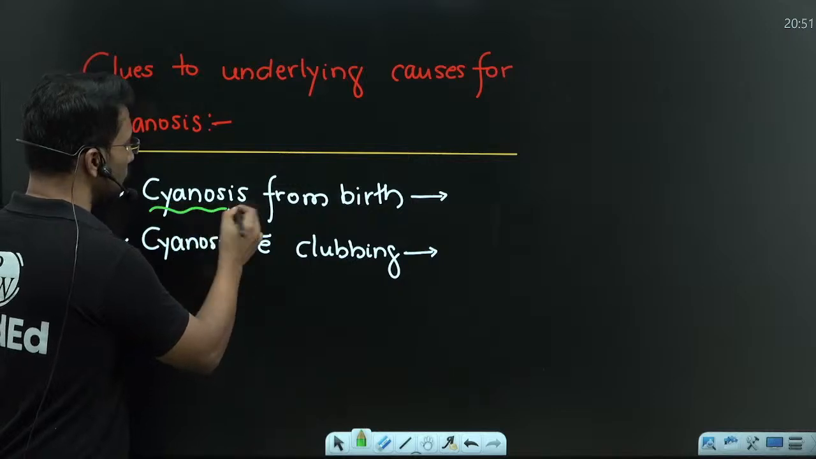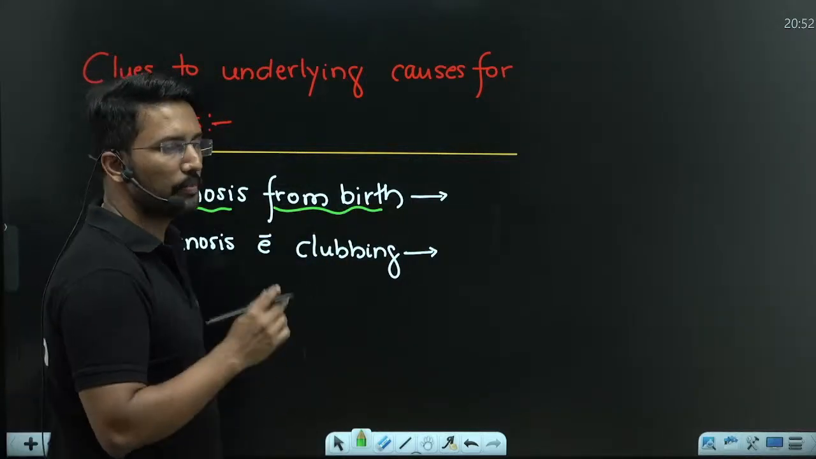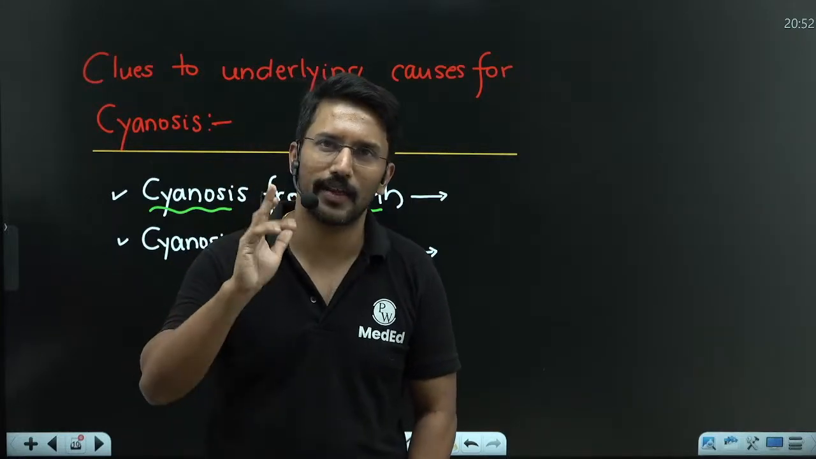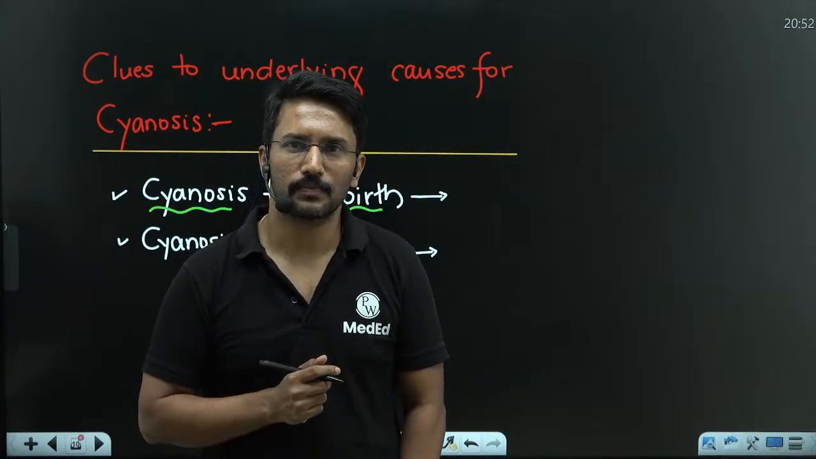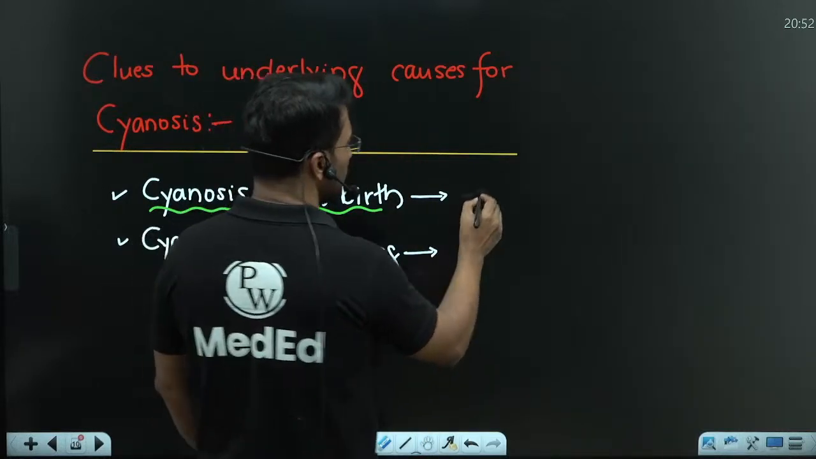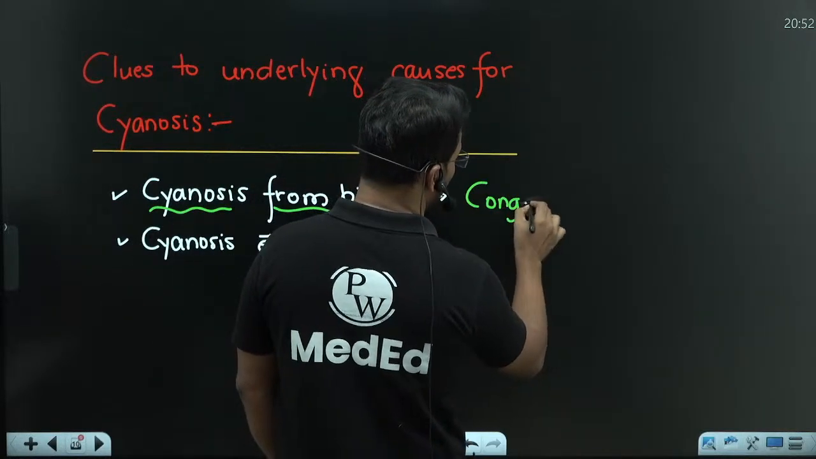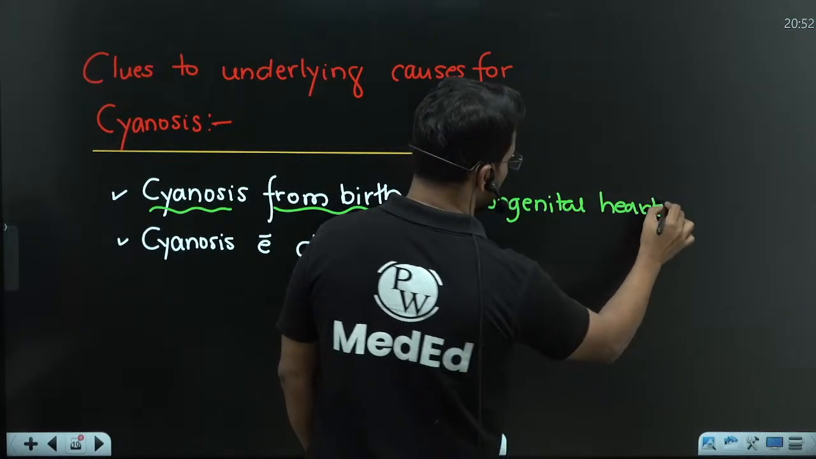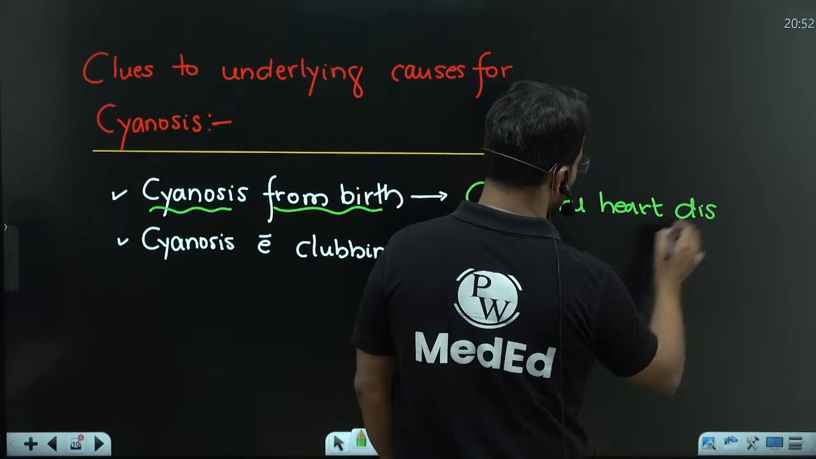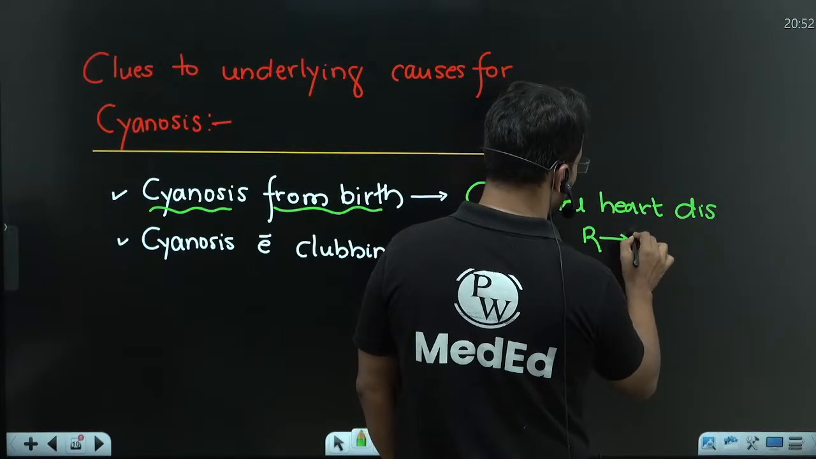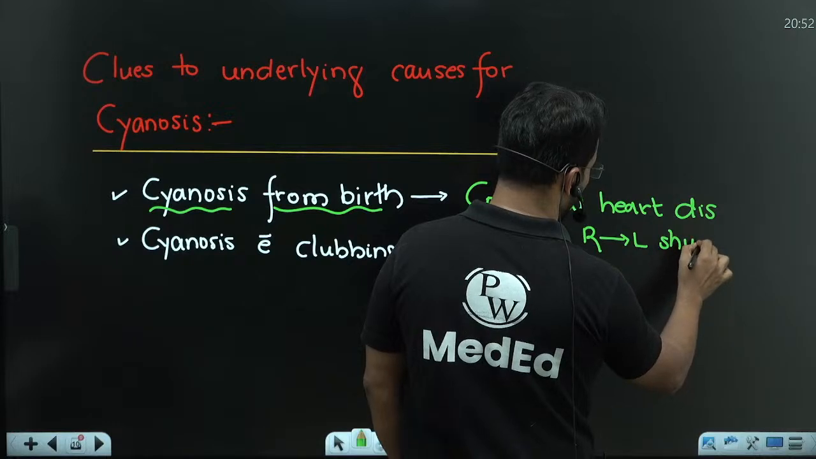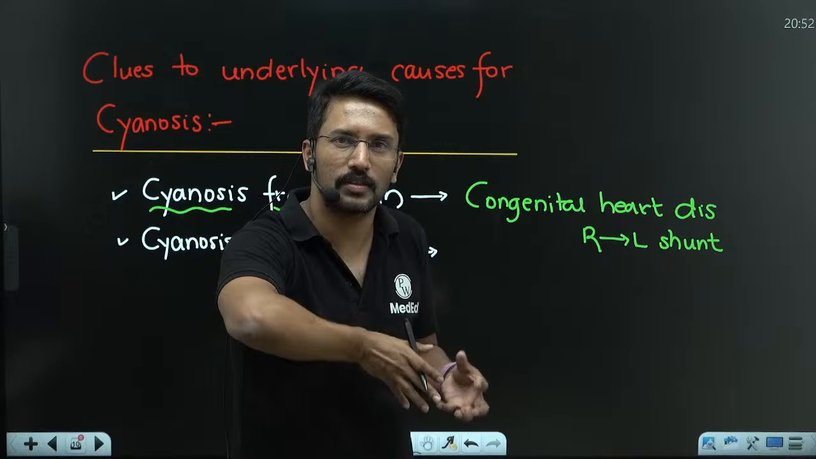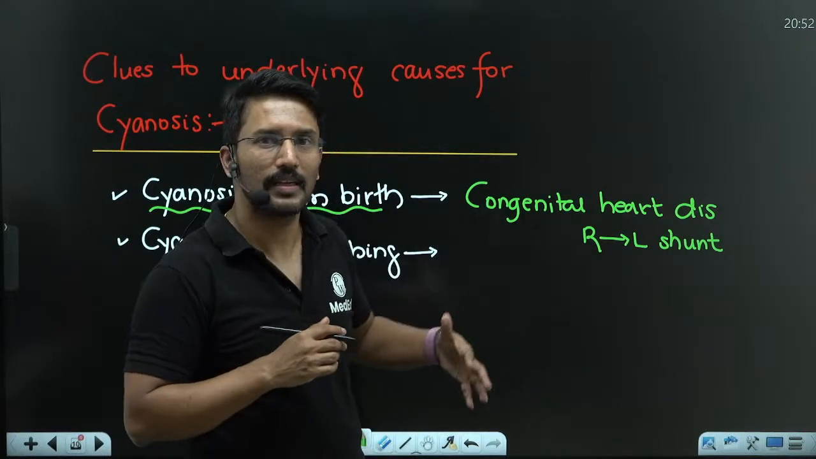The first one is presence of cyanosis from birth. If the patient's family members say that, sir, this kid has been looking bluish from the day of birth itself, what should come to your mind? So cyanosis from birth indicates mainly the congenital heart diseases, right? Congenital heart diseases with right to left shunt, where the deoxygenated blood is getting mixed with oxygenated blood, and thus the amount of the deoxygenated blood going to tissues is increased, right?